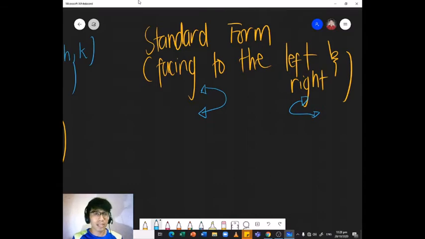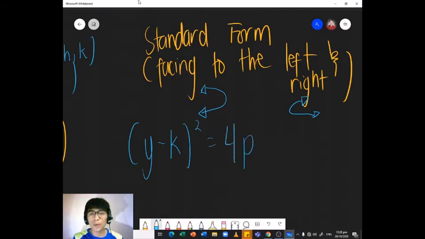So this is now the standard form of our parabola. Same thing, your h and k here is the vertex of your parabola. So it will now become y minus k squared is equal to 4p times x minus h. Again, this is the standard form of your parabola facing to the left and to the right.